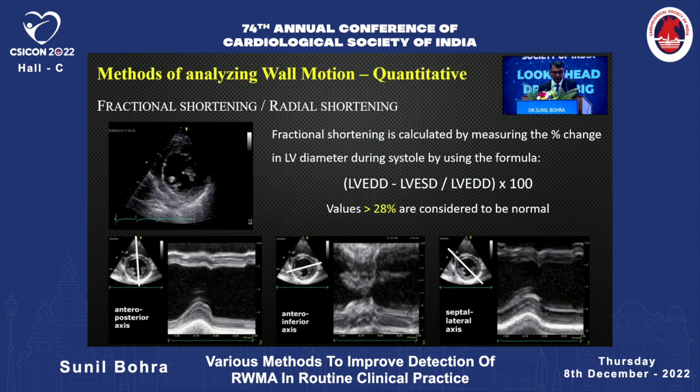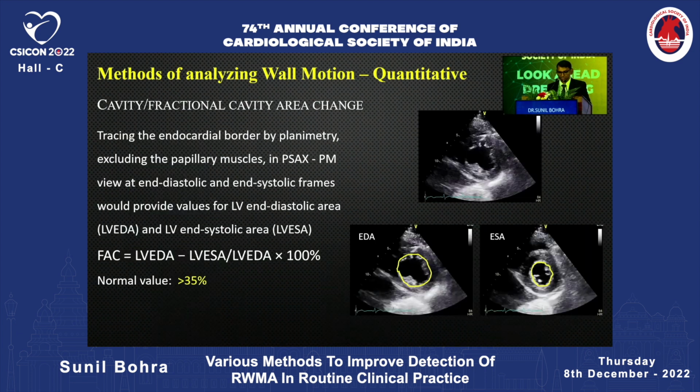The next method is the quantitative method. There is a fractional shortening or the radial shortening. Here it is calculated by measuring the percentage change in the diameter of the LV during systole using the formula: LV end diastolic diameter minus the LV systolic diameter, divided by the end diastolic diameter. And if any value is more than 28%, we can consider it to be normal. So it can be done in various views. It can be done in either the anterior-posterior axis, the anterior-inferior axis, and the septolateral axis.